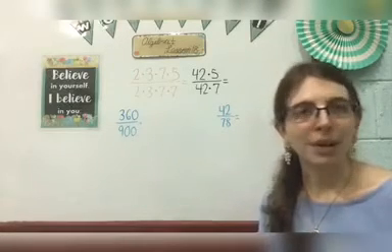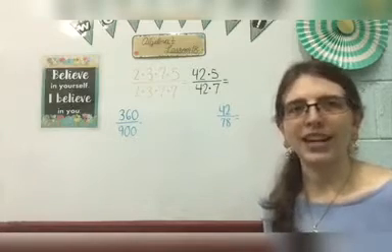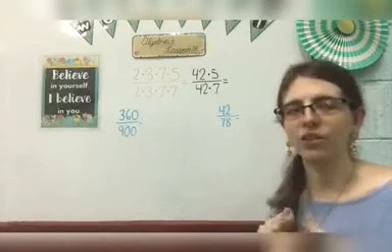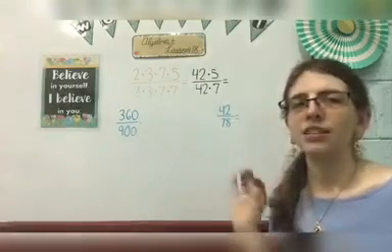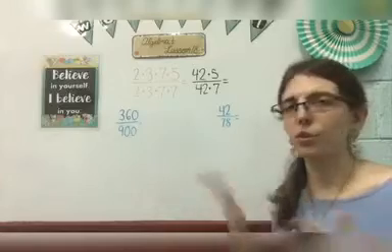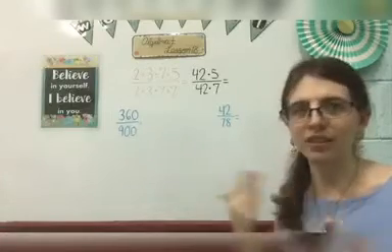Remember what a prime number is? A prime number is a number whose only factors are 1 and that number. For example, prime numbers start with 2. 1 is not a prime number and 0 is not a prime number.